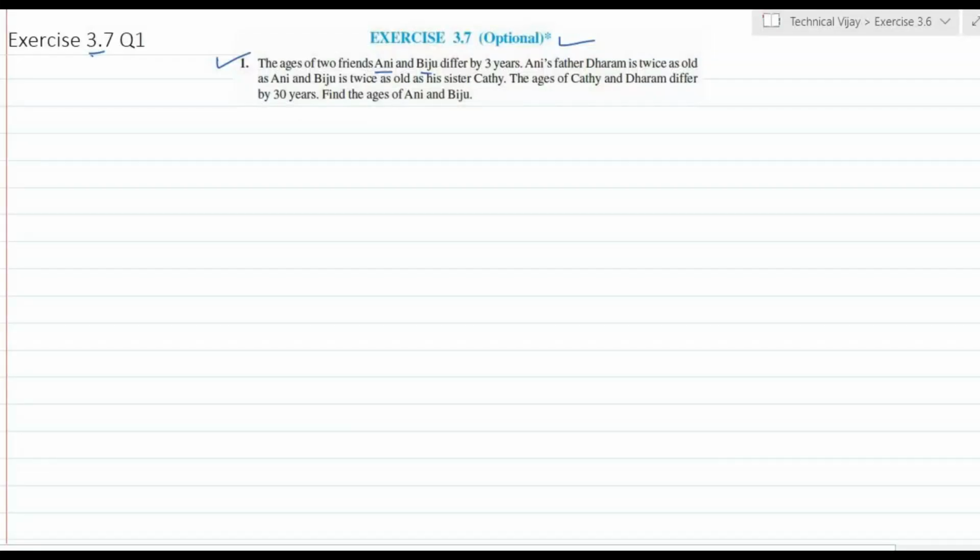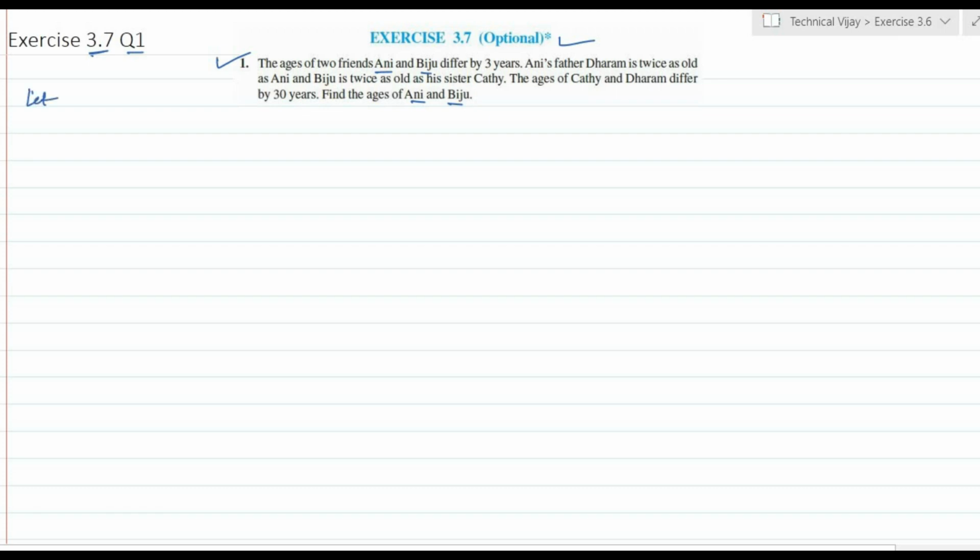Welcome students. Here exercise 3.7, question number 1. The ages of two friends Ani and Biju differ by 3 years. So ultimately what we have to find out is the ages of Ani and Biju. Okay. So first we will make some assumption.